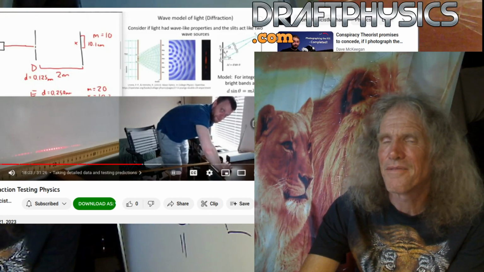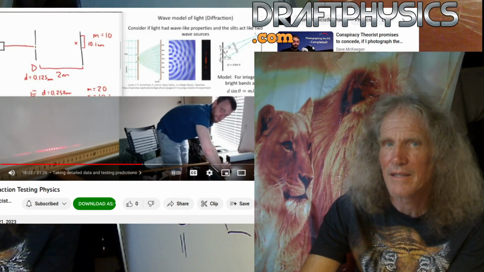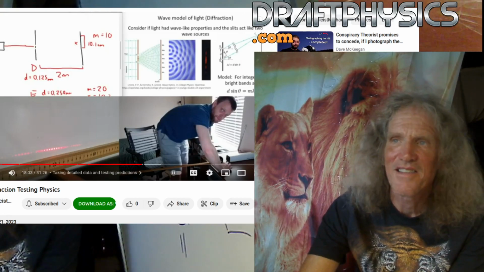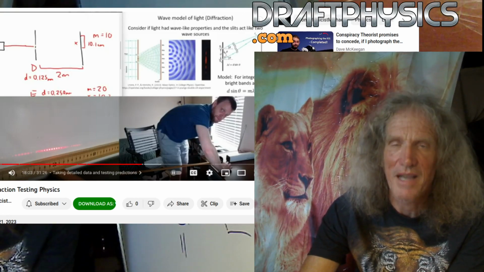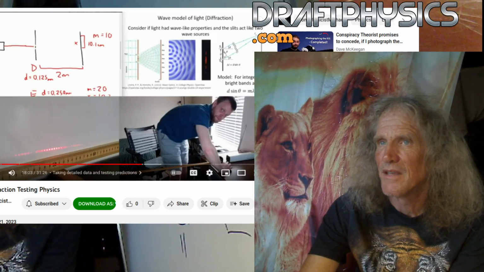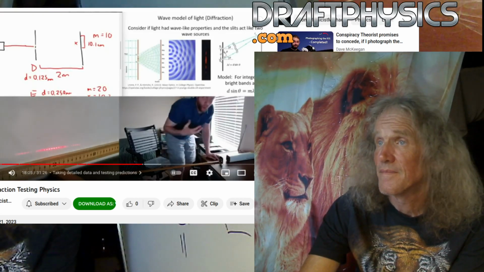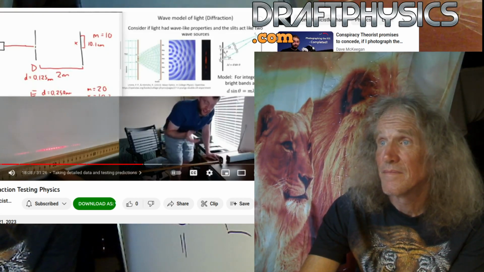And it's not a diffraction pattern, whatever that is. You know, it's a scatter pattern, frankly. Matches what the wave model of light would have predicted, but let's see if we can go into this in a little bit more specific.